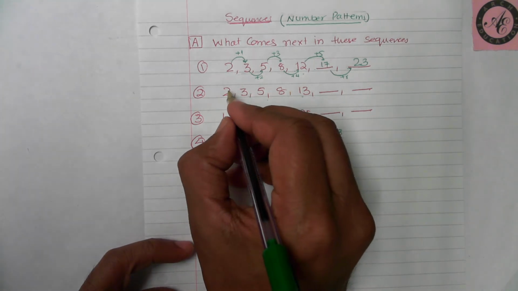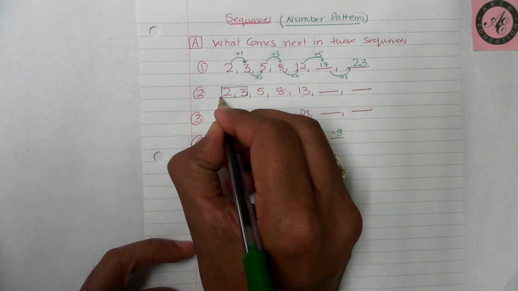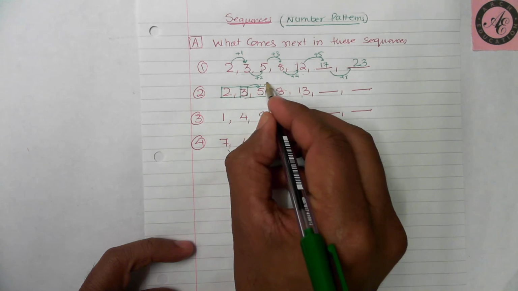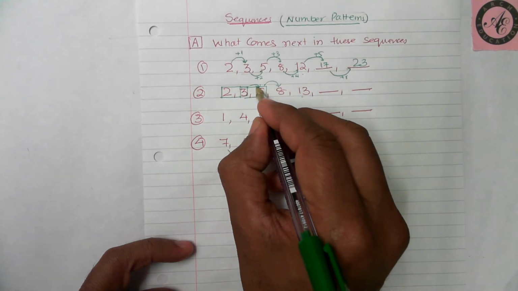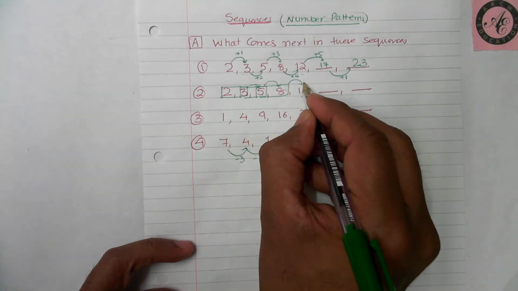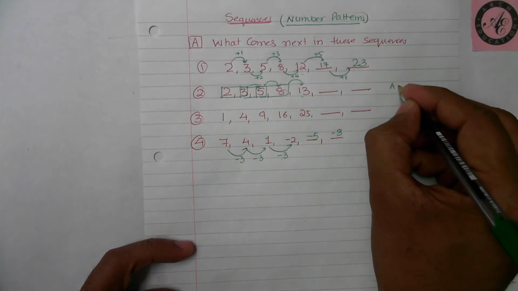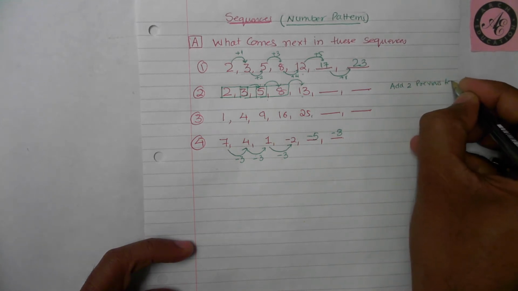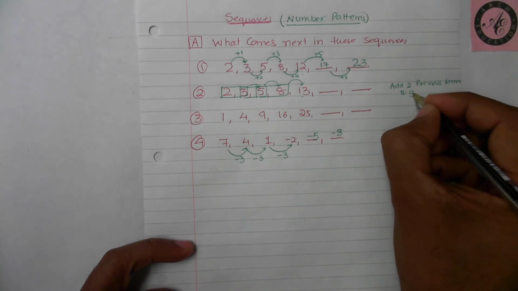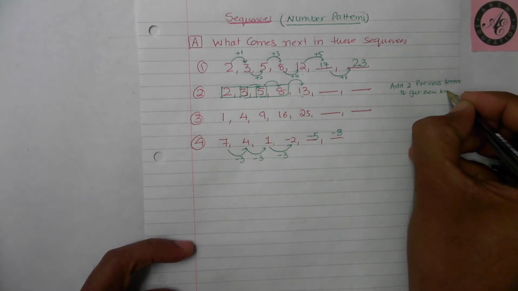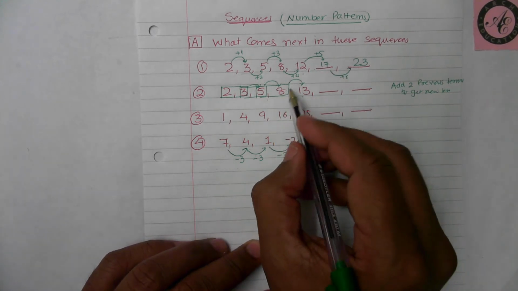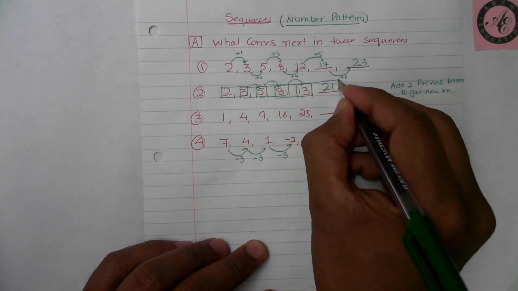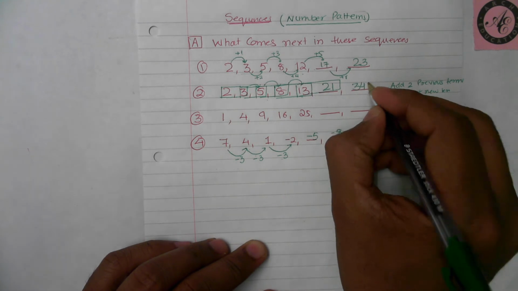So this is important. If you add 2 and 3, what do you get? 5. If you add 3 and 5, what you get is 8. If you add 5 and 8, what you get here is 13. So guys, the rule here is you add the two previous terms to get the new term, or the next term. Right, so what will it be, guys? We're going to do 8 add 13, which is 21, then 21 add 13, which is 34.